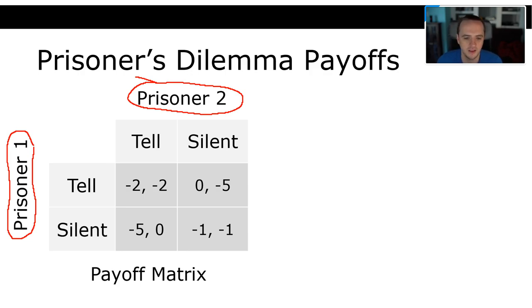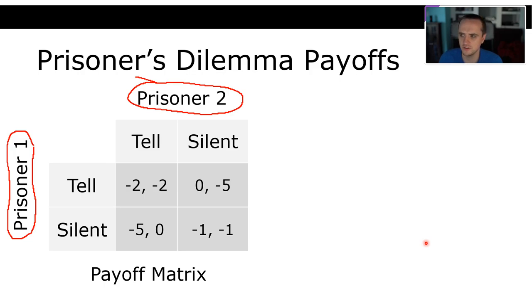So, again, if they both tell on each other, each one will go to jail for 2 years. If prisoner one tells and prisoner two remains silent, prisoner two will get 5 years in prison. Prisoner one will get no years in prison for giving them the evidence they want. And if they both stay silent, then they both get 1 year in jail.